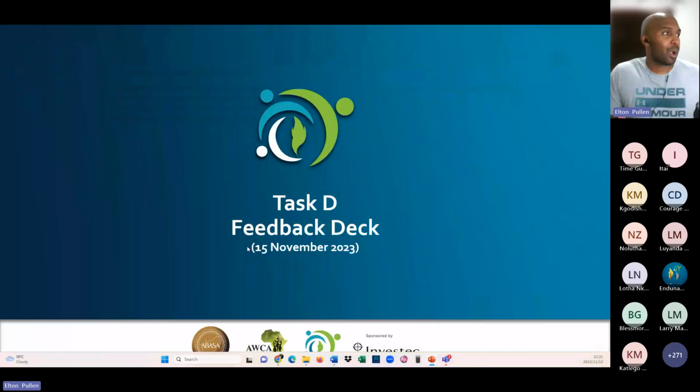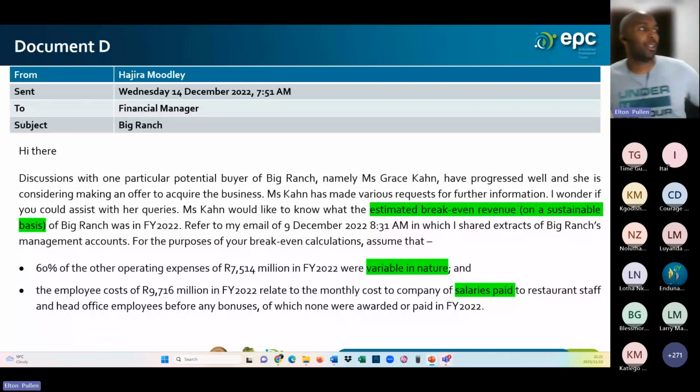So on the day, we get this email, and then basically saying Grace Khan had the potential buyer, and she asked us to assist with. She wants to have an estimated break-even on a sustainable basis. Okay, that was the first thing. And then for the purpose of your break-even, assume that 60% of operating expenses are variable, and the employee costs in FY22 relate to the monthly cost of salaries paid to restaurant staff and head office employees before any bonuses, of which none were awarded or paid in 2022.